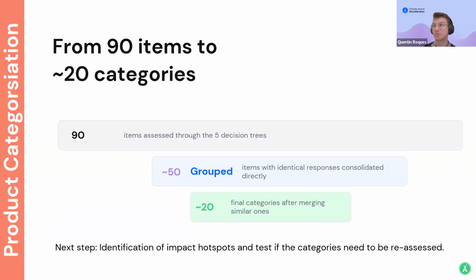And so just to show you how the numbers of items evolve. First we have the 90 top items. Then by using the decision tree, we have around 50 grouped items, because for 40 of them the responses were identical in between. So we managed to cut by almost half the number of different codes.